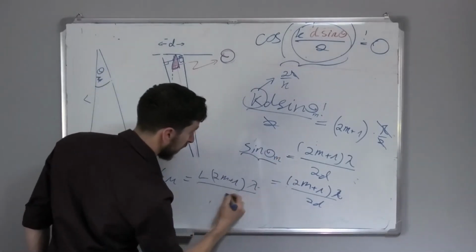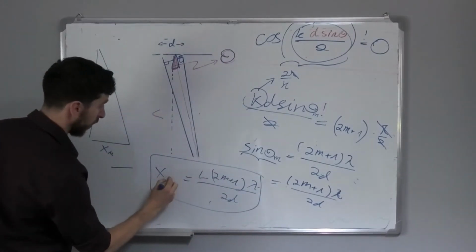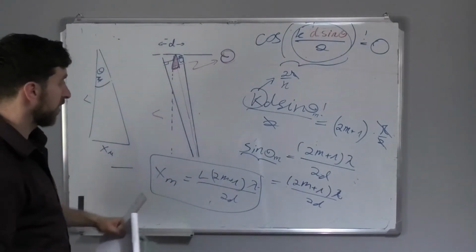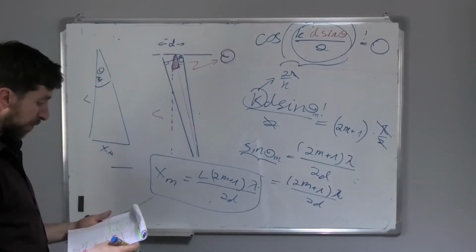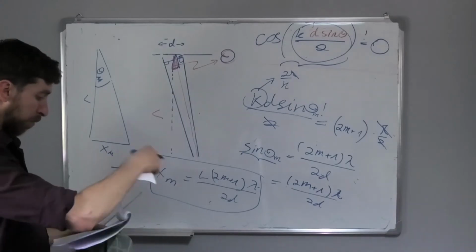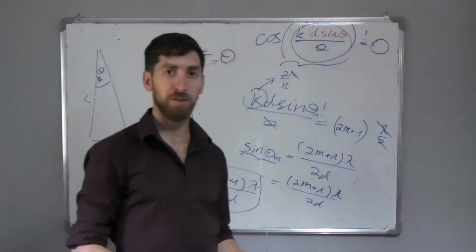L2m plus 1 lambda 2d. So this is the final result, and this is not a big M, a small m, because it represents a minima, a place of completely darkness. Okay? Perfect, this is the result. Wonderful job, guys. Okay, so right now I want to go to the second part of the question.